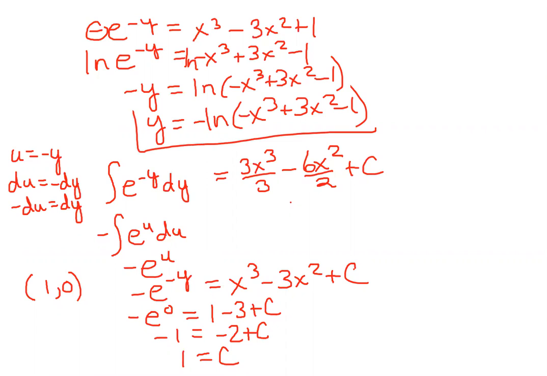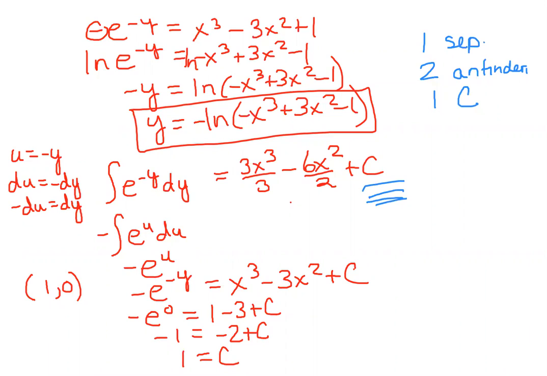And that's my answer. So for this one, there's a lot of points. You would have gotten 1 for the separation of variables. You would have gotten 2 for finding the integral of both sides, the antiderivatives. You would have gotten 1 for the c, constant of integration. You would have gotten 1 for putting in the initial condition, and then you would get 1 to solve for y.